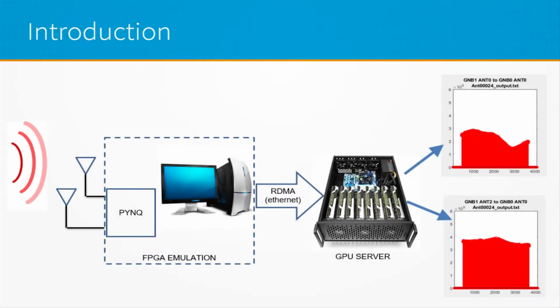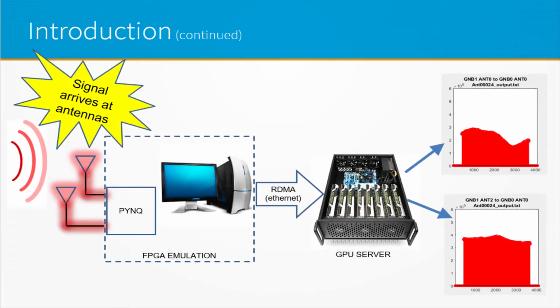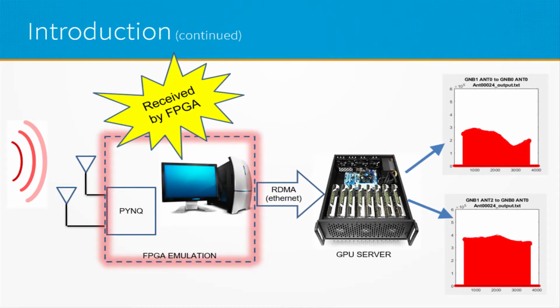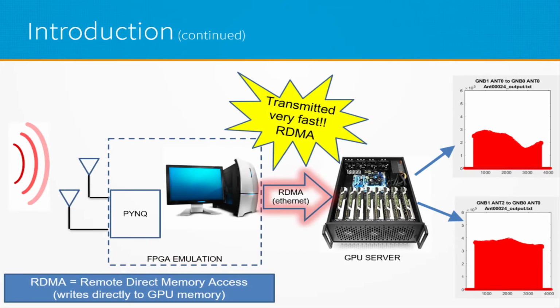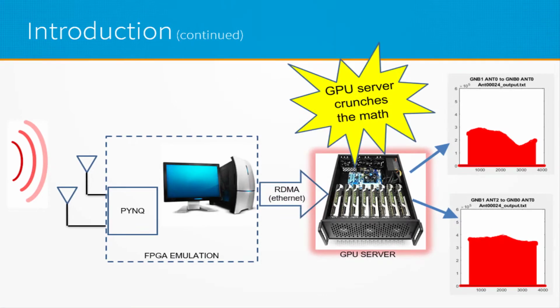So in our system, the signal arrives at the antennas, it's captured and stored by the FPGA, and transmitted via RDMA protocol directly into RAM, where the GPU quickly estimates the channels.